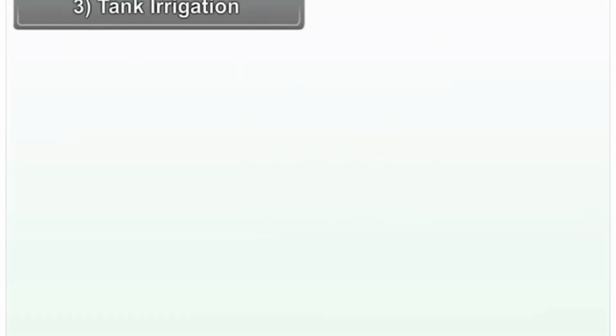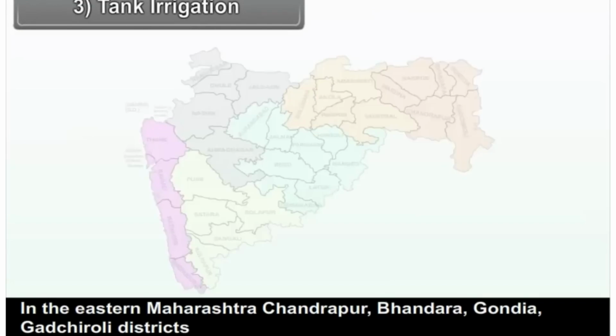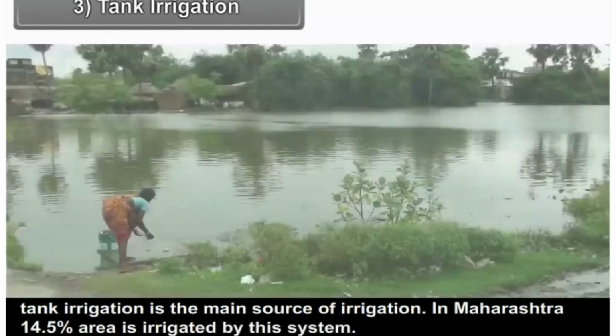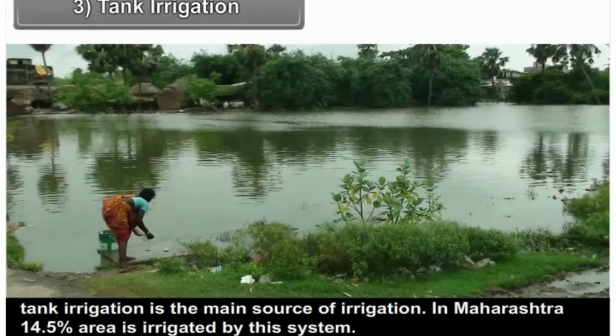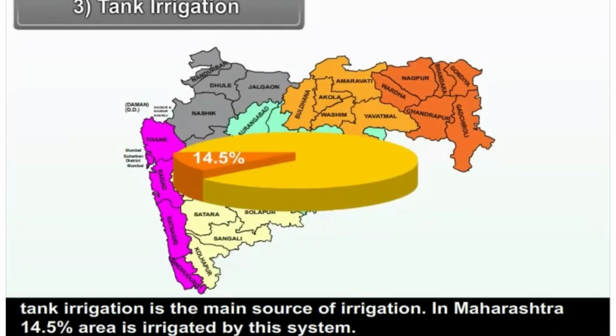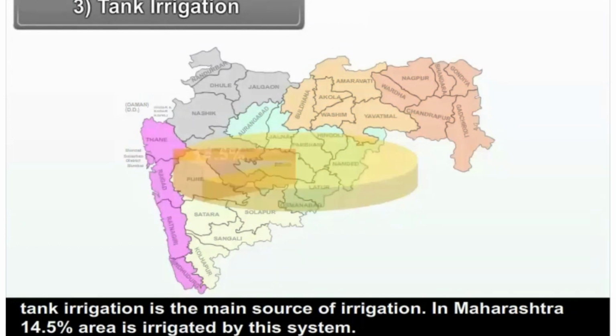Number 3, tank irrigation. In eastern Maharashtra, in Chandrapur, Bhandara, Gondia, Gadchiroli districts, tank irrigation is the main source of irrigation. In Maharashtra, 14.5% area is irrigated by this system.